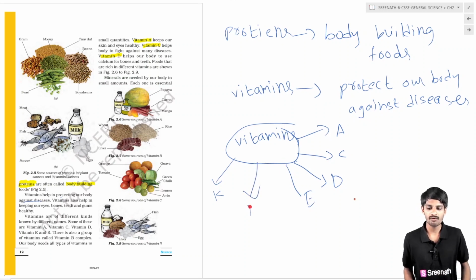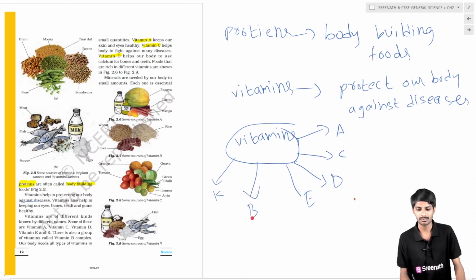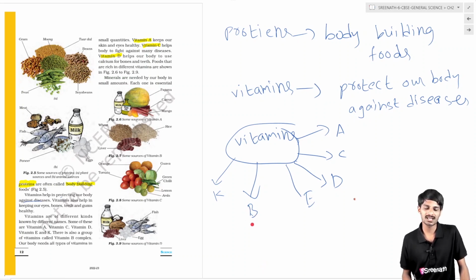And there is a group of vitamins called B vitamins. There is also a group called vitamin B complex. In B complex we have some more B vitamins, so we call it vitamin B or B complex vitamins. Now, what do those vitamins do?